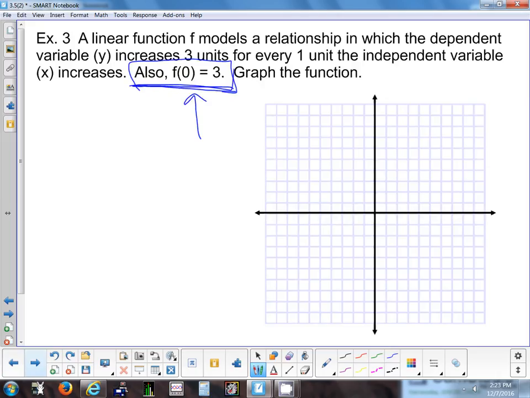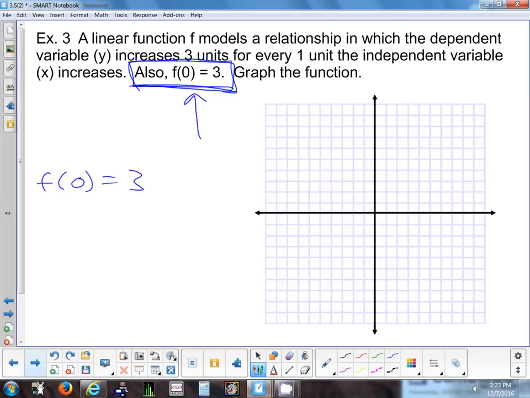And then there's this statement. It says f of 0 equals 3. What is that? This is another way to write something. We usually write it a little different. Anybody remember what this is? It's function notation, but what does this mean? Like this represents something, and so does the 3. Shannon?